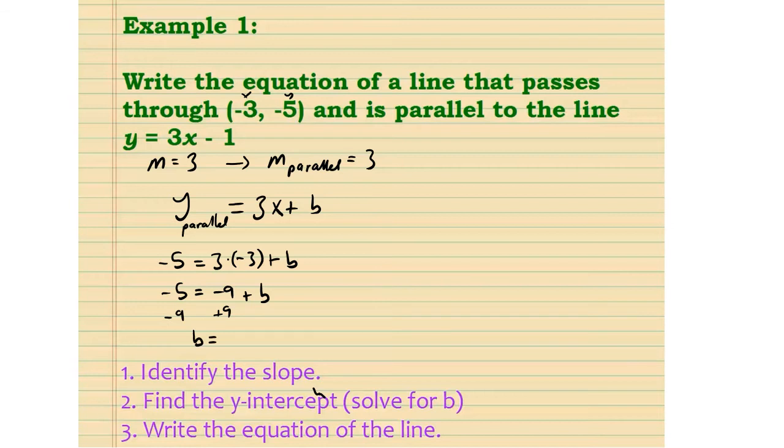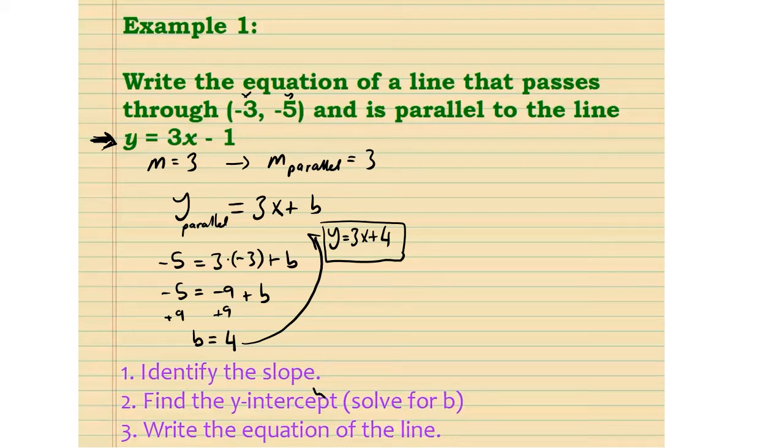b is equal to 4. I'll put that information right back here and write our final equation as y is equal to 3x plus 4. And this is the equation of the parallel line that was parallel to our given line.